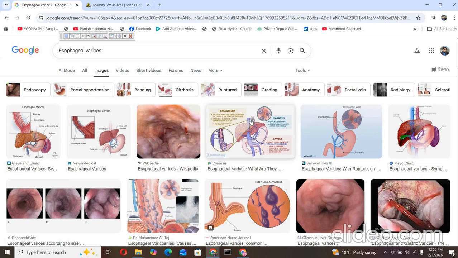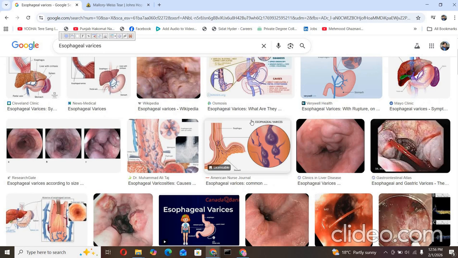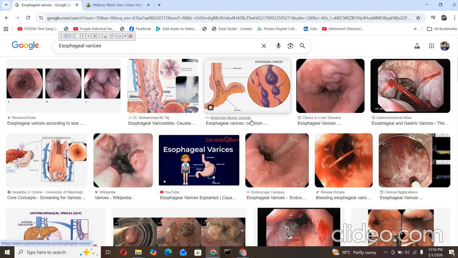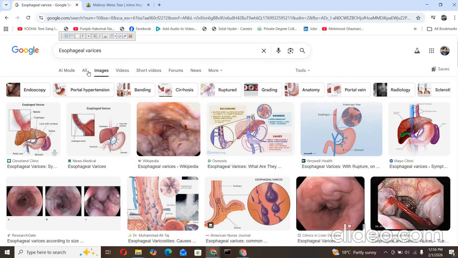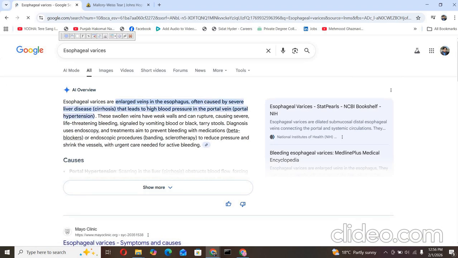Tumors are a type of cancer. Vascular lesions. Let's see what vascular lesions really are. Let's see the example. These are some of the examples of vascular lesions.